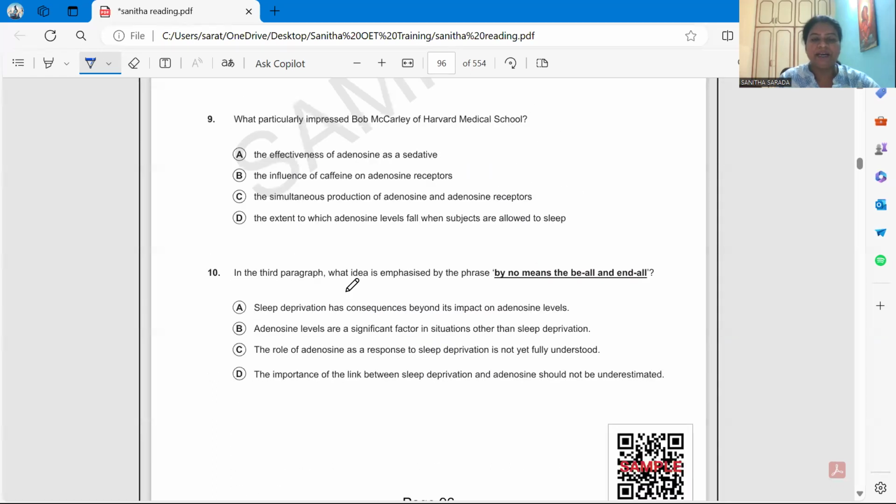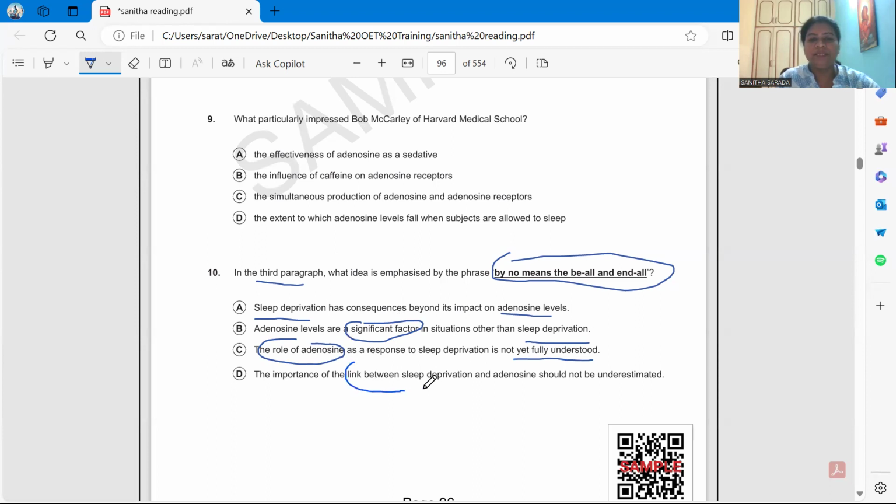This is one question. In the third paragraph, what idea is emphasized by the phrase, by no means the be all and end all? In that, we are going to read the third paragraph. You have to read the options also. Sleep deprivation has adverse consequences beyond its impact on adenosine levels. Adenosine levels are a significant factor in situations other than sleep deprivation. The role of adenosine as a response to sleep deprivation is not fully understood. The importance of the link between sleep deprivation and adenosine should not be underestimated. These are the options.